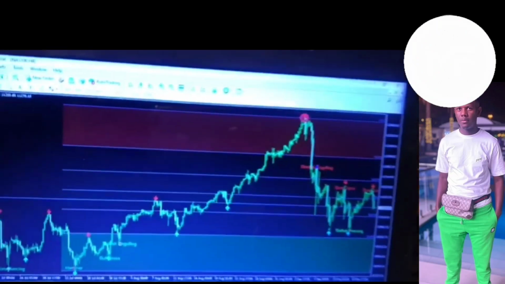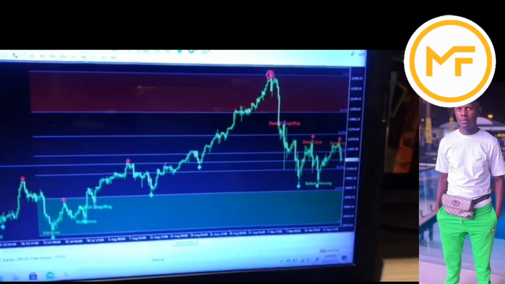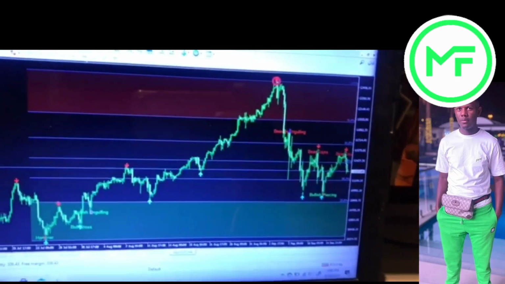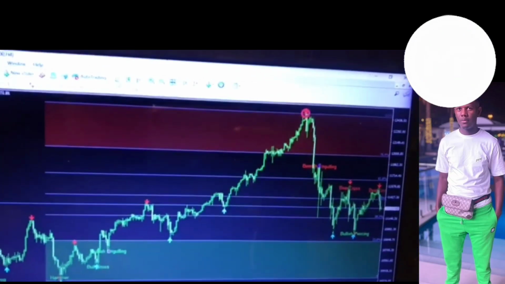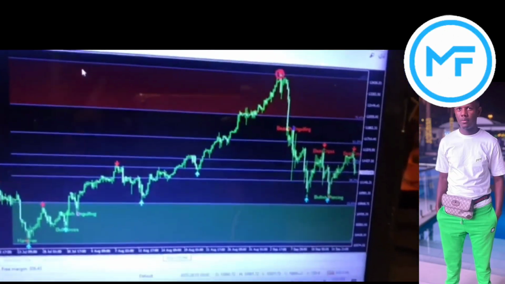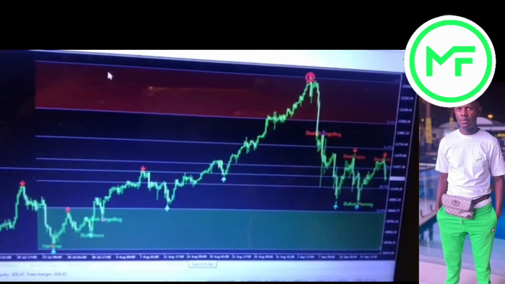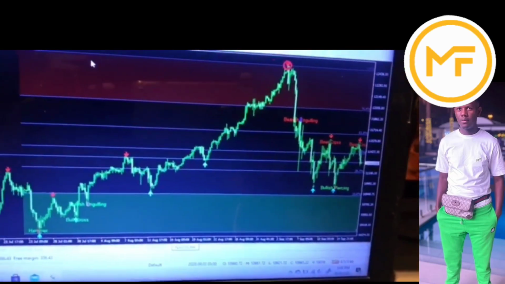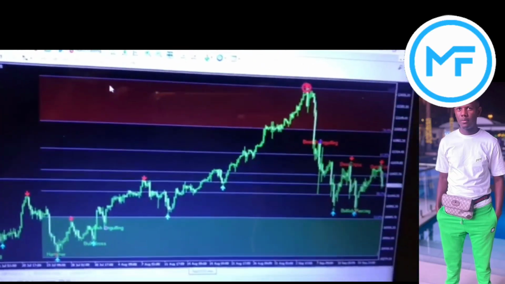Okay, this is the 1.5 software. Firstly, we'll start with our time frames. H4: when the market is in the red zone, it has to go to the green zone. From the green zone, it has to go to the red zone. That's your market direction. That's how you look at your market direction.